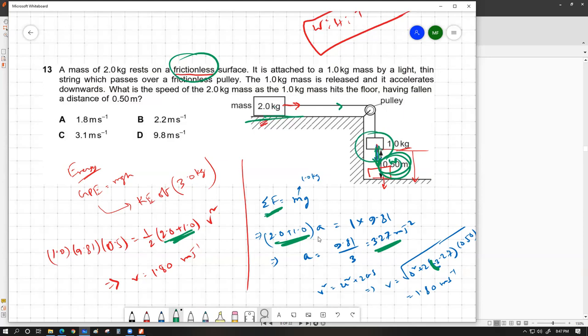So that's why I wrote this thing, that the resultant force available to the system is coming exclusively from the weight of the 1 kg object. That's why I wrote the resultant force equation: the total mass into resultant acceleration, ma. I wrote this expression for force, and then mg comes from over here, and then, yes.